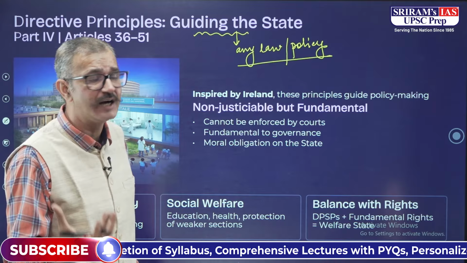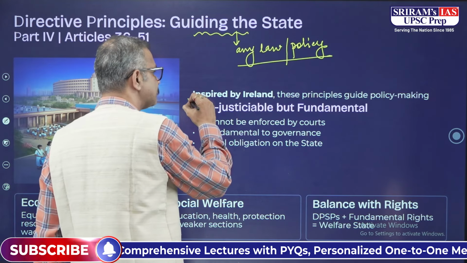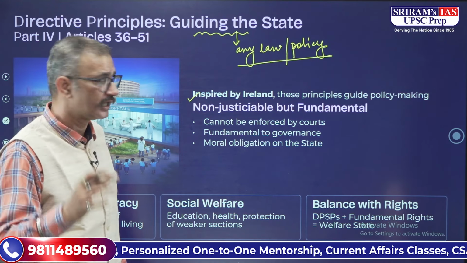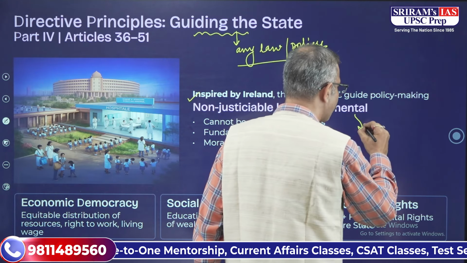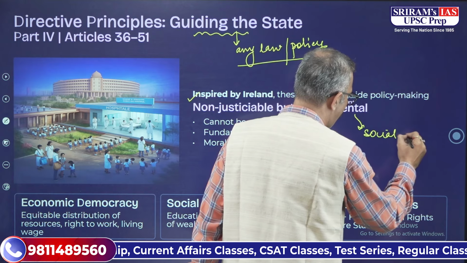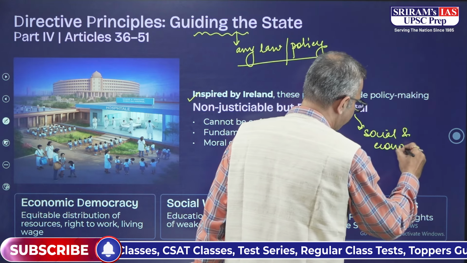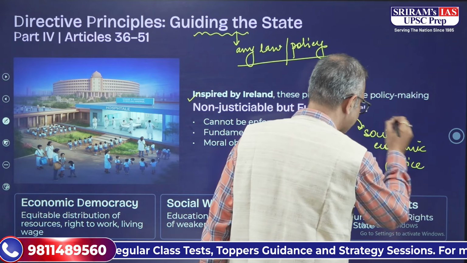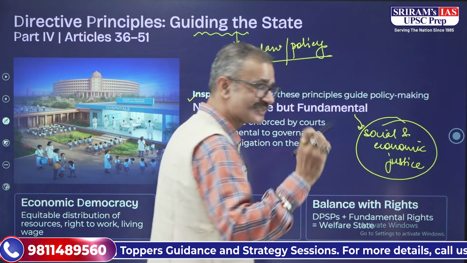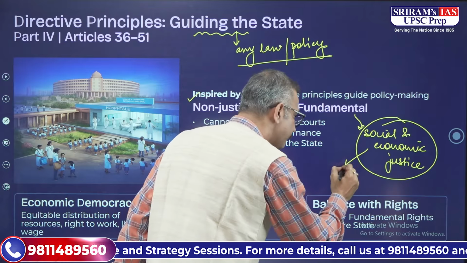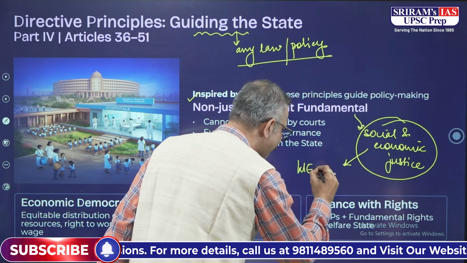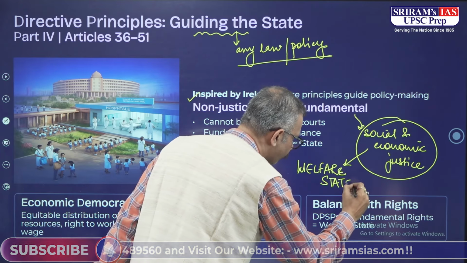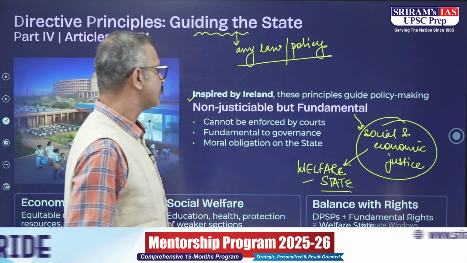They have been inspired by Ireland, and these principles are non-justiciable, but they are very much fundamental for governance as well as for social and economic justice. They promote social and economic justice, and because of this, they promote a welfare state. We can say that India is a welfare state. Why? Because of the directive principles of state policy.